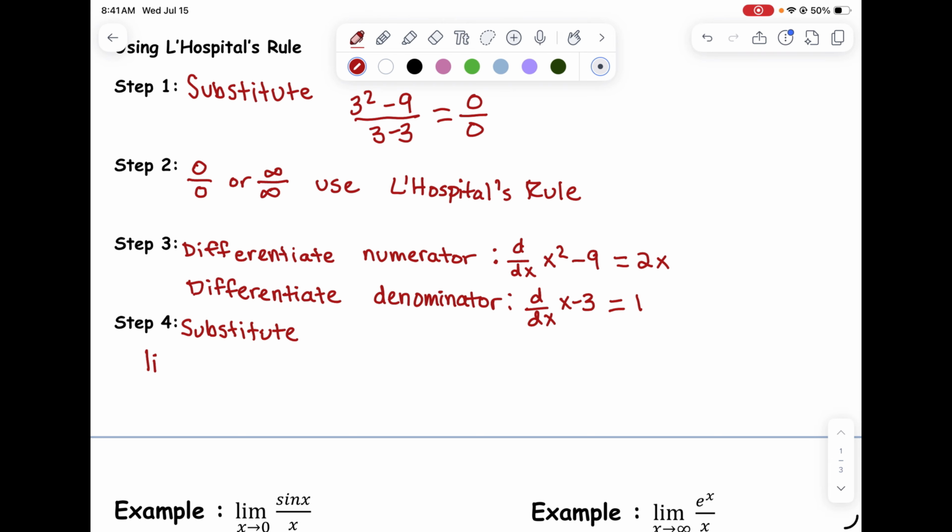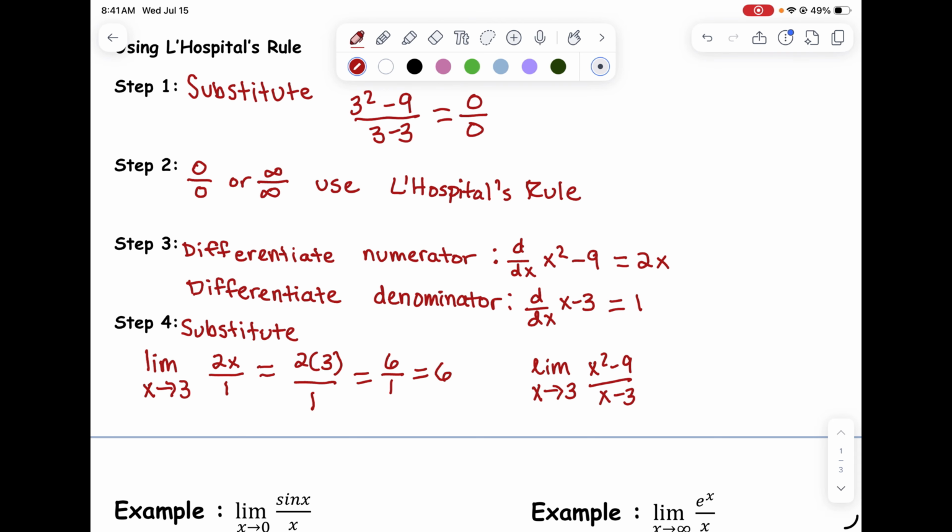So step 4 is to evaluate the new limit, and we're going to use substitution again. So now we have the limit as x approaches 3 of 2x over 1. And then we're going to substitute in that 3. 2 times 3 is 6. 6 over 1 is 6. So your final answer is the limit as x approaches 3 of x squared minus 9 over x minus 3 is equal to 6.